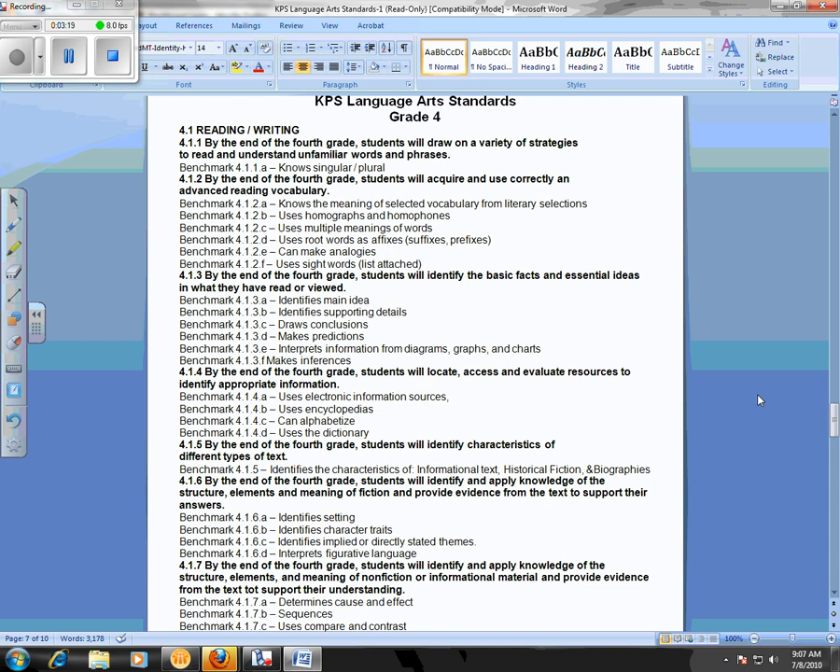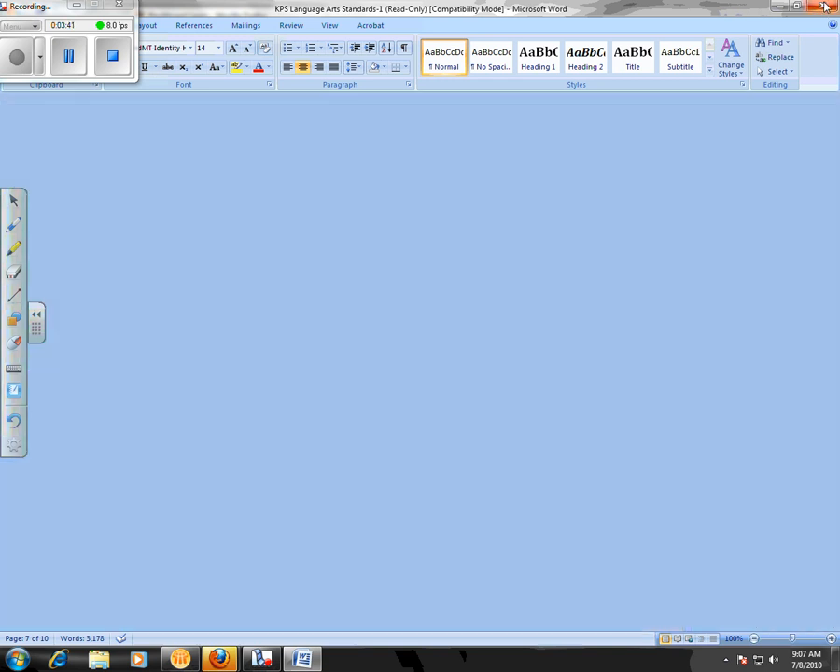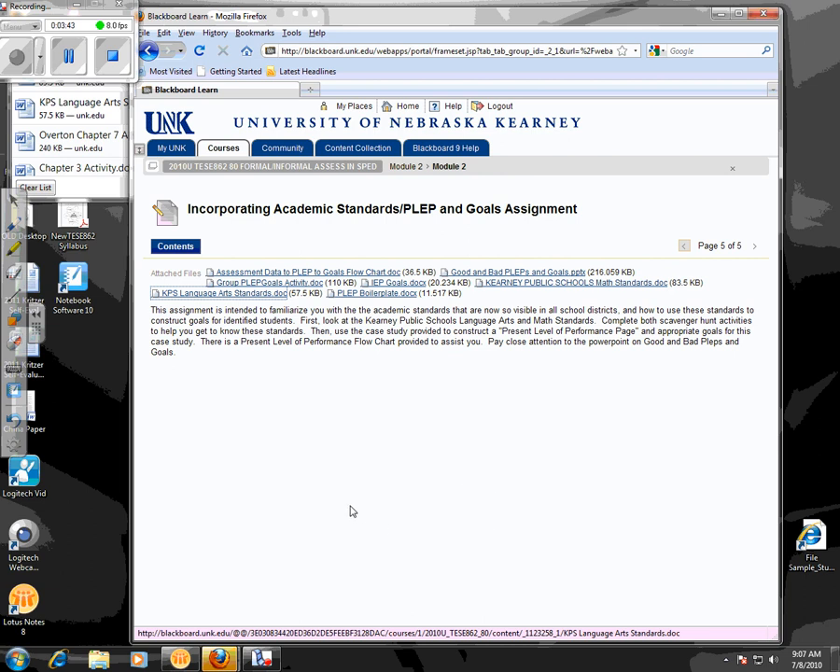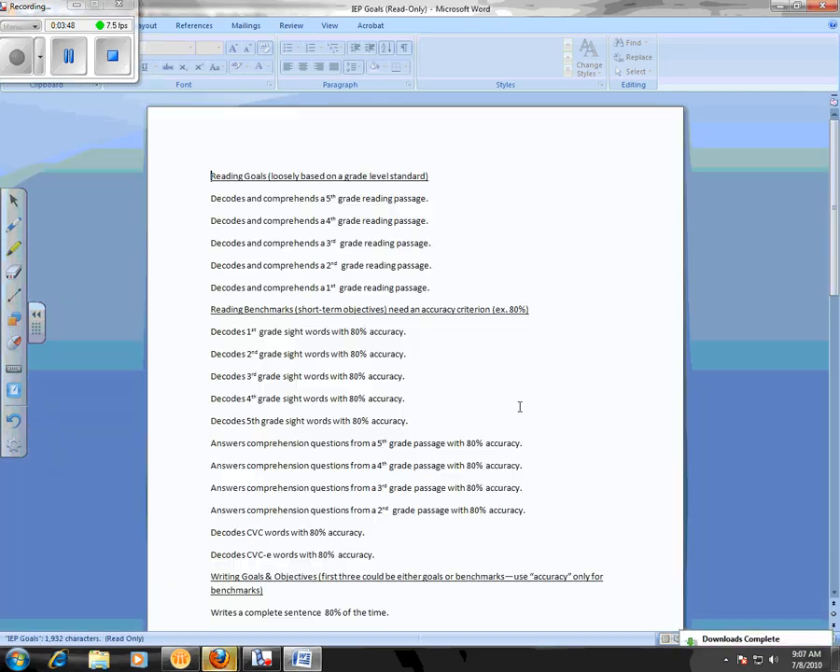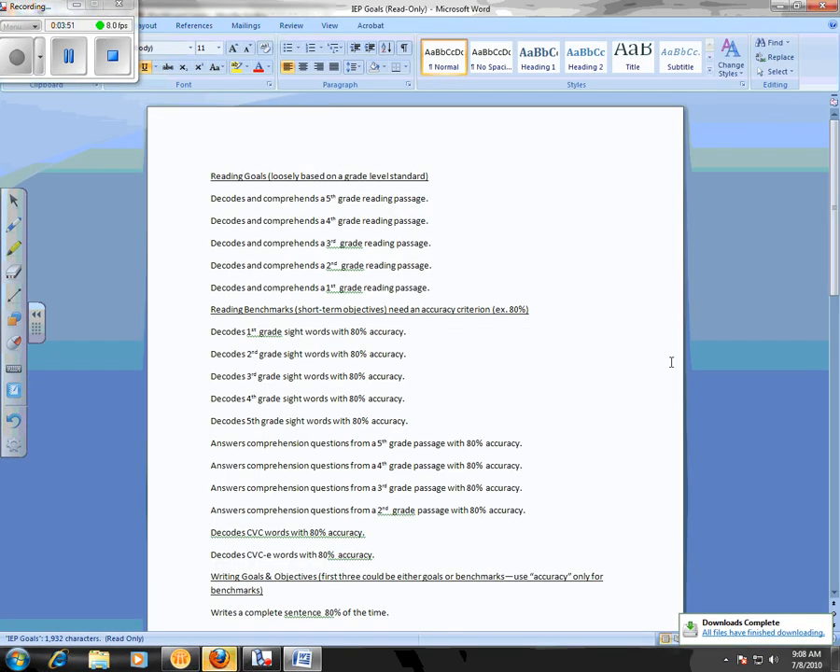As you can also see here in the plain text, the text that isn't bold, there are short-term objectives. To turn these into appropriate short-term objectives, we need to add a criterion. Let me show you an example of some IEP goals. I have constructed a document here for you that shows what I believe to be some pretty good goals for students who are elementary age.